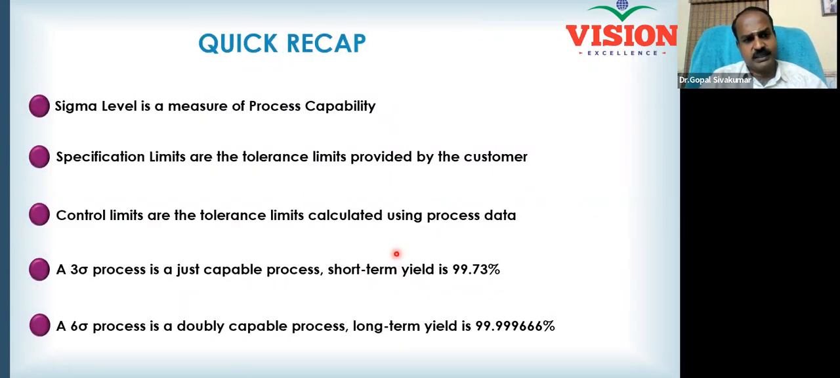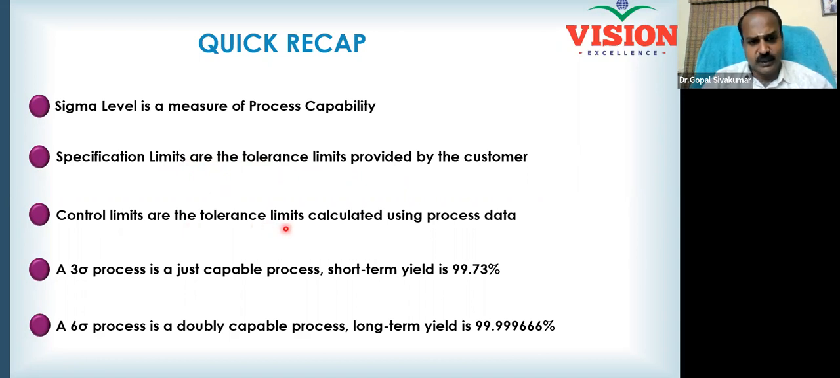So Sigma level is a measure of process capability. Higher the Sigma level, higher will be the capability. 3 Sigma means your capability is 99.73%, but it is short term. The limitation is that it is short term. However, Six Sigma means it is 99.999%. The advantage is this is a long-term capability. Instead of using a Z score of 6, we use a Z score of 4.5 and then derive the success rate, which is 99.999, right? And specification limits are the tolerance limits provided by the customer.